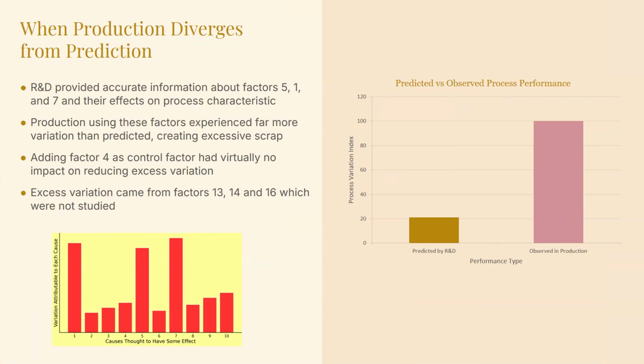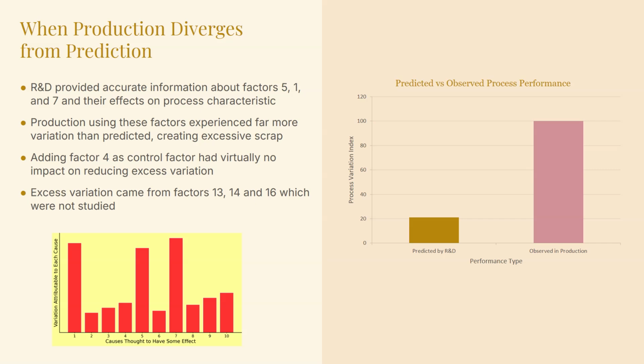Sometimes, production diverges from prediction. Research and development may provide accurate information about certain factors, such as 5, 1, and 7, and their effects on process characteristics. However, production using these factors can experience much more variation than expected, resulting in excessive scrap.